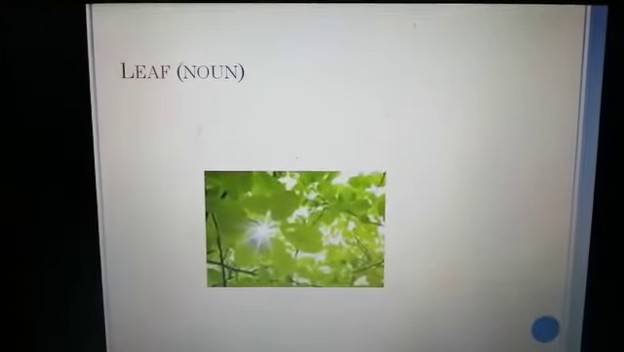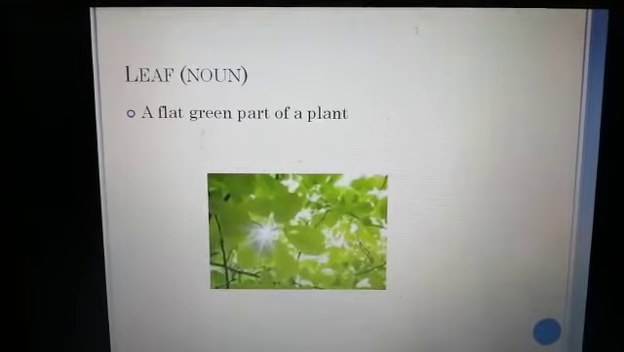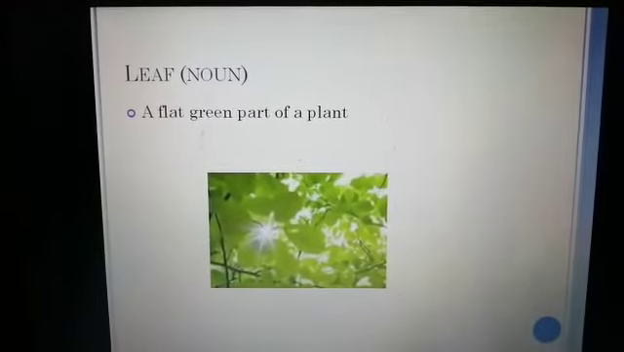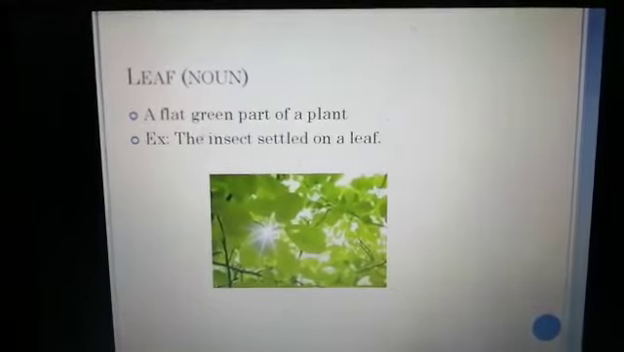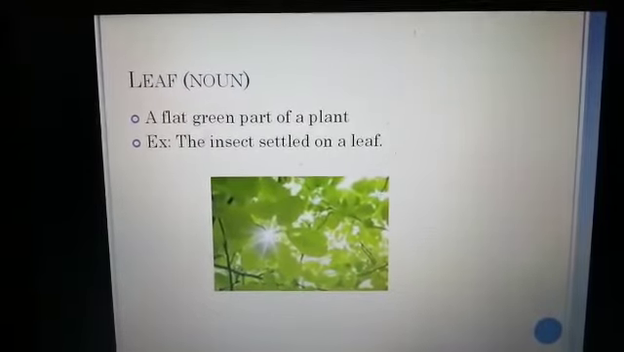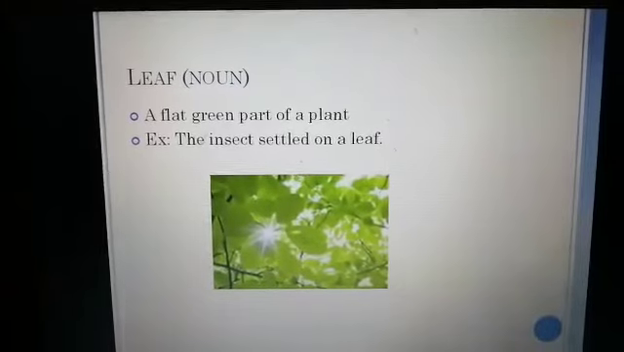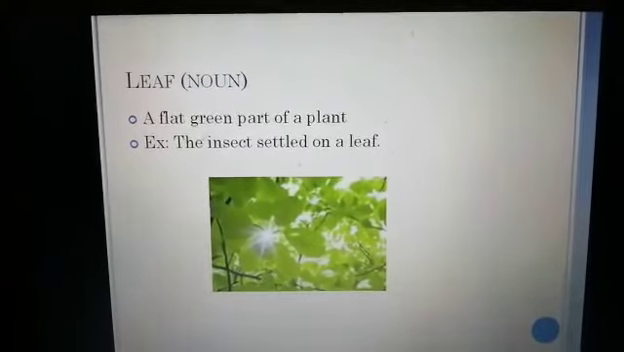Okay, the word leaf, of course, it's a noun. And as you can see, it's a flat green part of a plant. For example, the insect settled on a leaf.